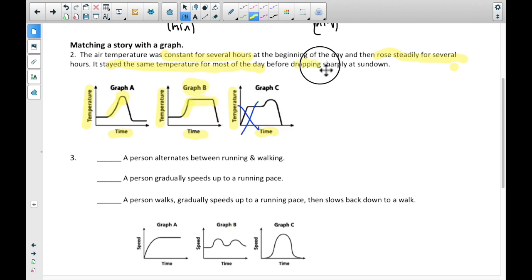Before dropping sharply at sundown. Okay, this one drops sharply at sundown. This one drops sharply, but then it stays. That part, there's nothing in the words about that piece. And so I'm not going to choose that.